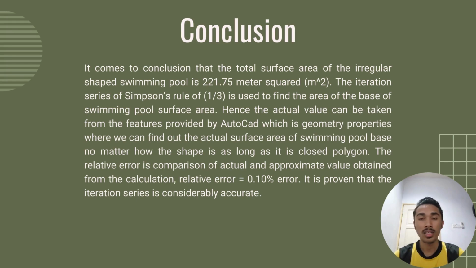From the calculation that we made, in comparison to find the error percentage, the relative error, which is the comparison of the actual and approximate value obtained from the calculation, is 0.1%. It is proven that the iteration series that we approach is considerably accurate because we are using value functions and not using function equations.